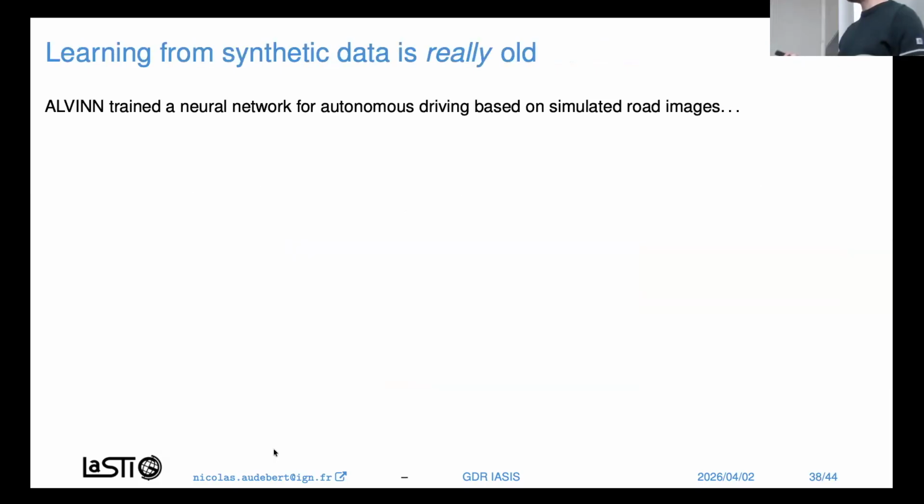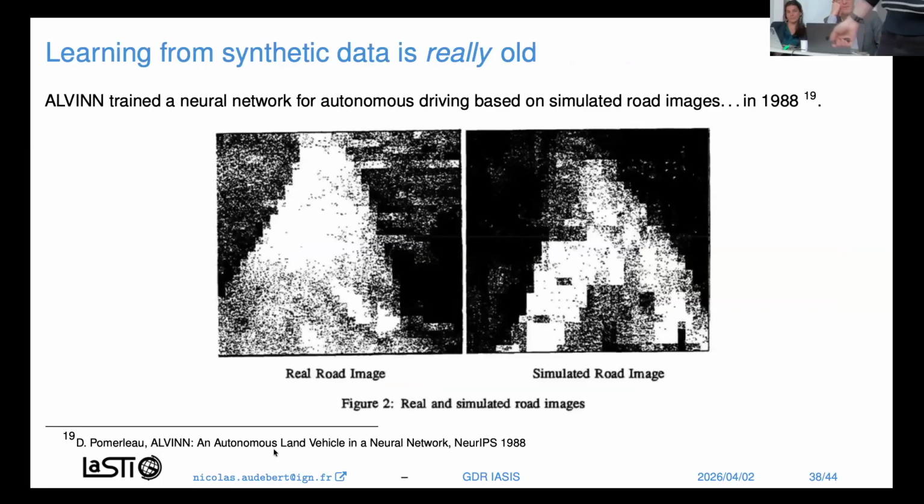ALVINN was a neural network trained for autonomous driving on simulated road images. Hot topics from 10 years ago, but the paper was published in 1988. So I want to drive it down, no pun intended regarding autonomous driving, but I want to drive this point home. Simulating data to train models is not a new idea, but we have to do it properly.